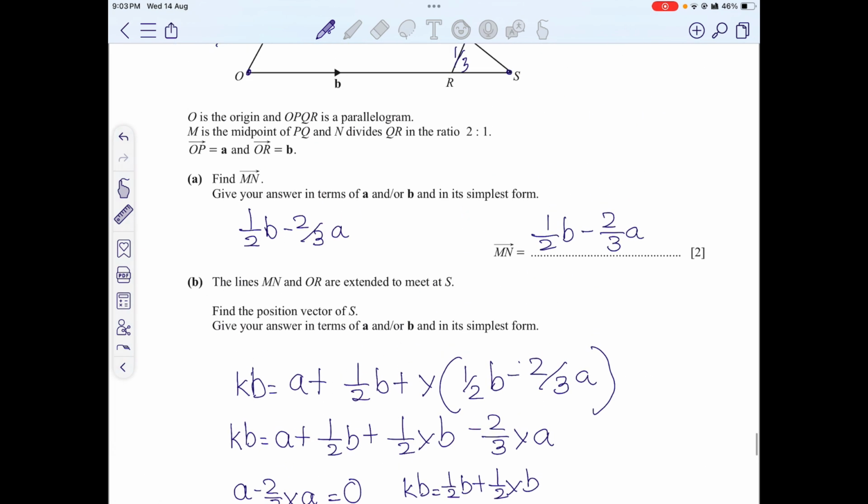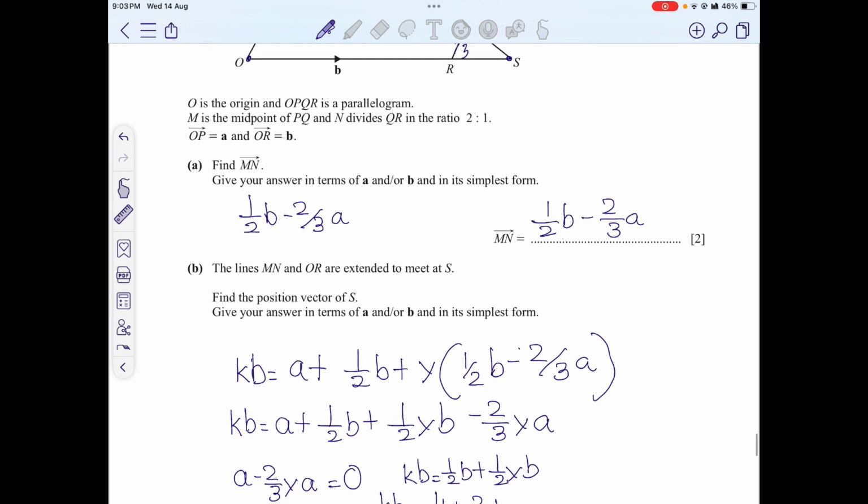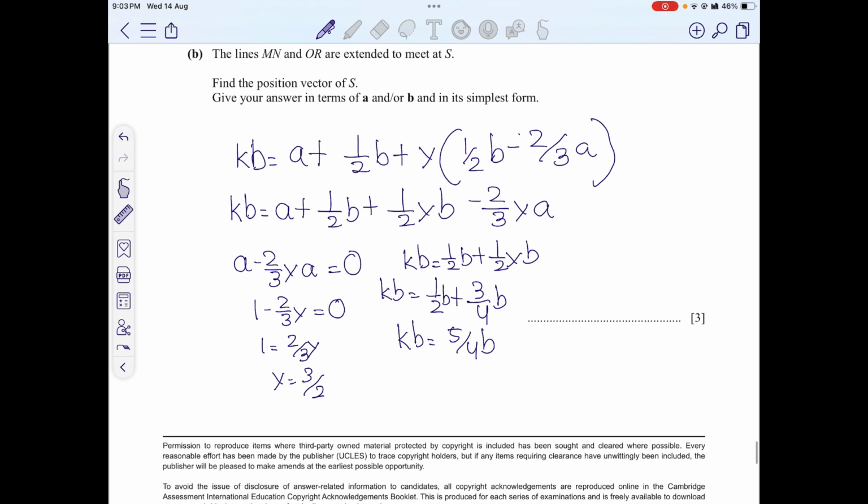Since we thought that OS is basically KB, to go from O to S you have to go some multiple, that is K, of the value of B. The value of K is 5 by 4, and the vector is B. So that means this would be the answer.